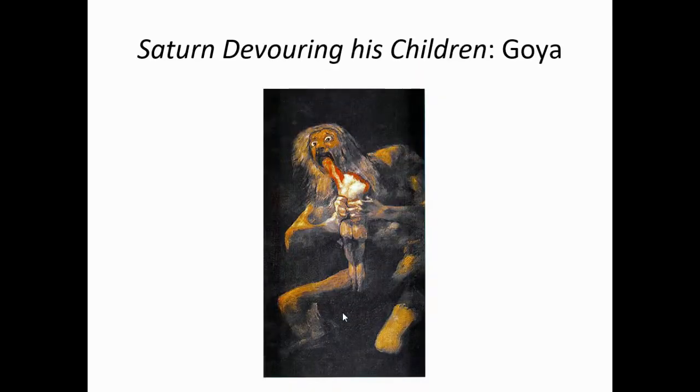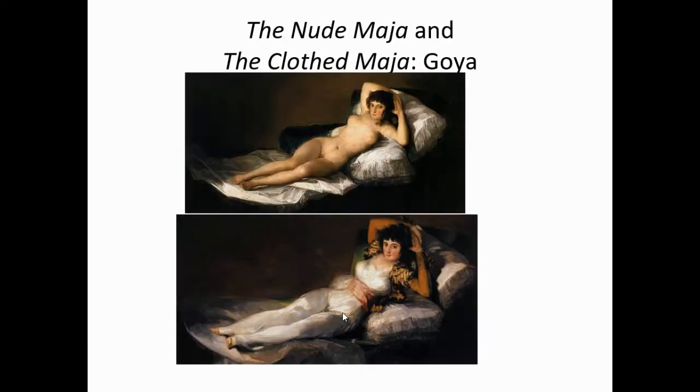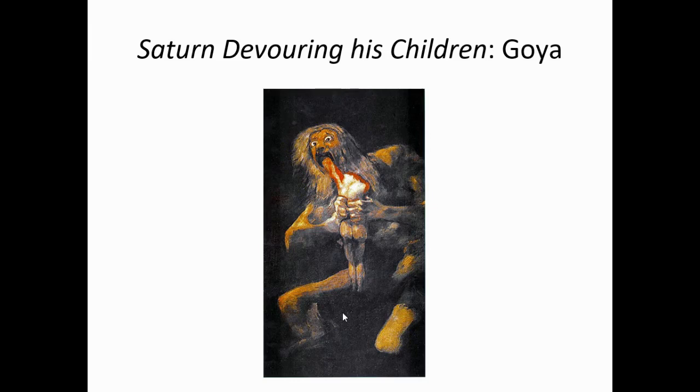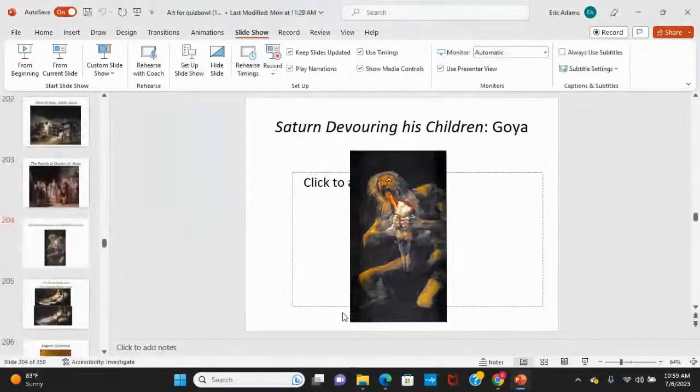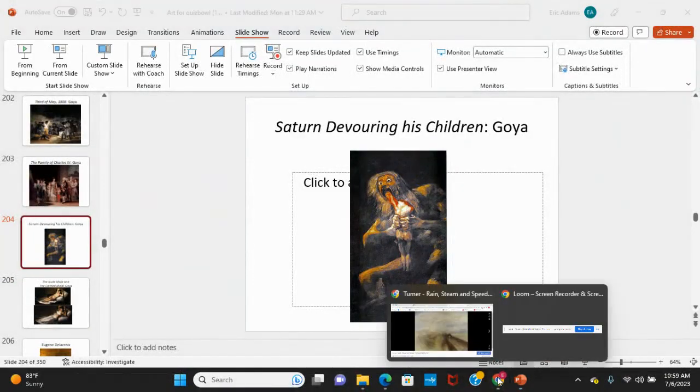And this is one of his black paintings, Saturn devouring his children. Kind of a horrifying thing that you see here. But then you have the nude Maha and the clothed Maha. The nude one was made for the Maha's husband, and the clothed one for everybody else to be able to see. And I do not include it, but there are other paintings by Goya that comes up, including the Dream of Sleep Produces Monsters. So let's go take a look at it really quickly.